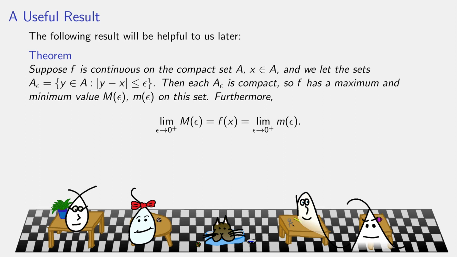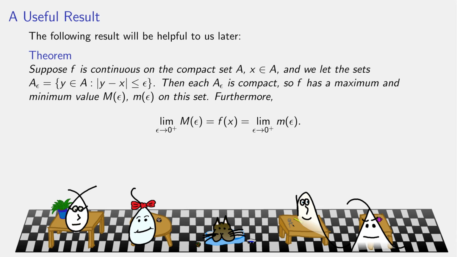It's also a subset of A because it's points in A that obey a certain inequality. So A sub epsilon is closed, it's a subset of A. A was assumed to be compact, and a while back we proved closed subsets of compact sets are compact. Therefore, A sub epsilon is a closed subset of a compact set, and therefore A sub epsilon is compact.